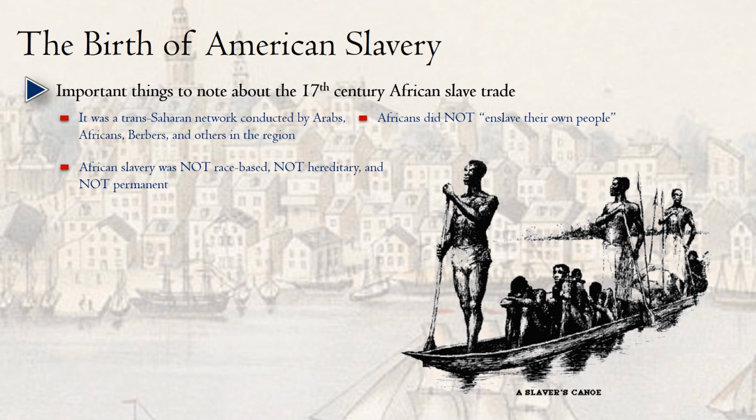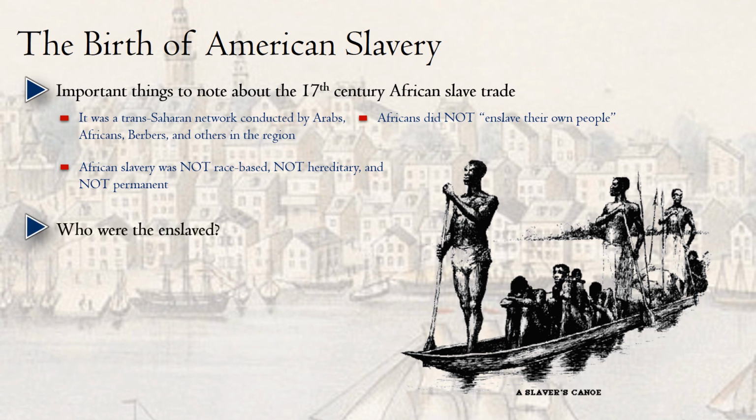Also, we do want to note that African slavery was not race based. We don't look at one person's skin color or their physical characteristics and say, well, this makes you a slave and I'm not. It's not race based. It's also not hereditary, meaning if you are an enslaved person, you do not pass that status on to your children. And also, very rarely is slavery ever permanent. People enslaved in Africa did not expect to remain slaves for life.